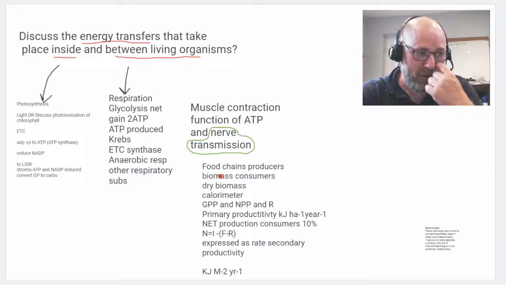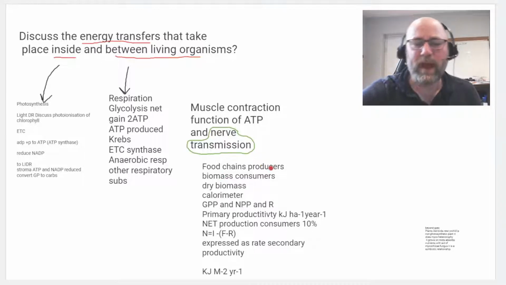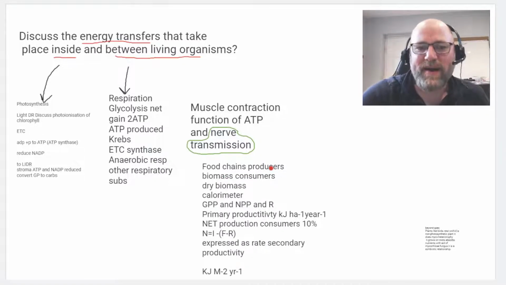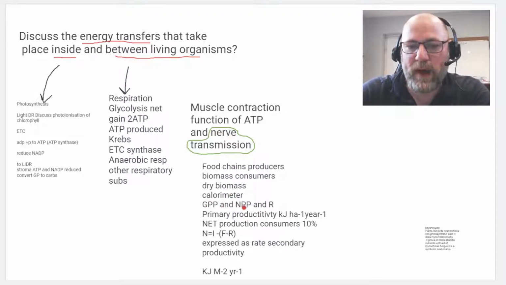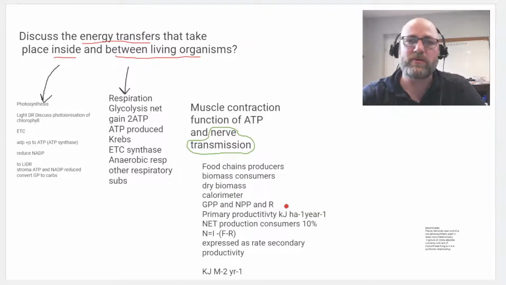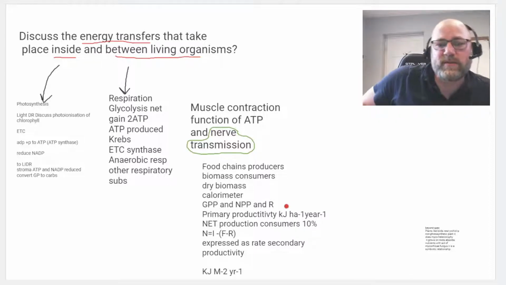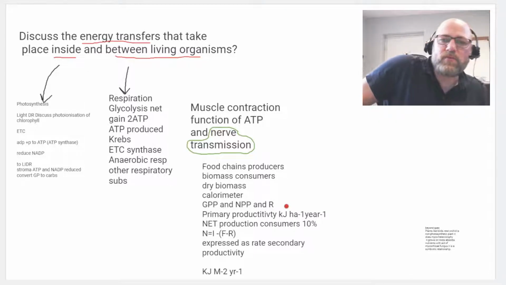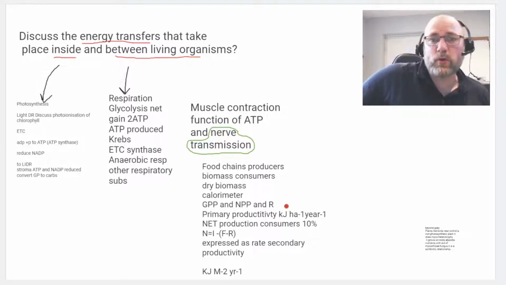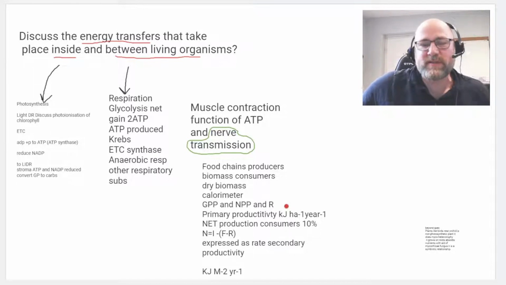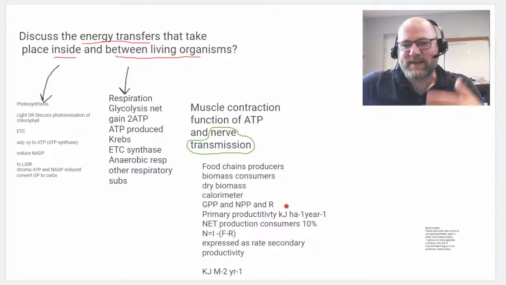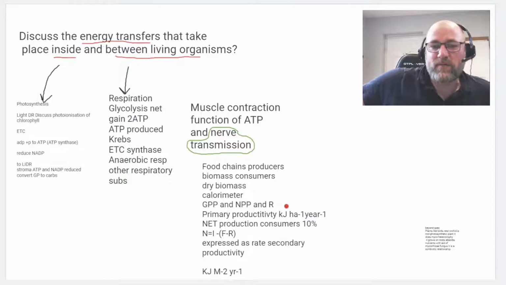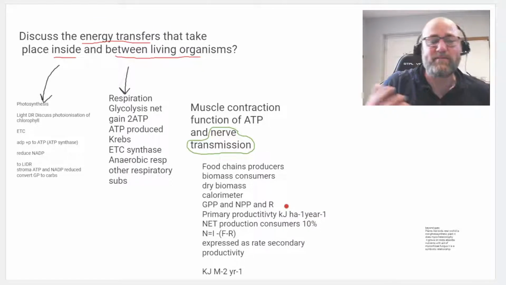Again, you've got food chains and producers, and so on. You've got biomass, consumers, dry mass. So you should know what GPP is and what NPP is and what R is. So you've got gross primary productivity, net primary productivity, or production, sorry. And you've got respiratory losses. So you need to be able to talk about that. Talk about primary productivity, which is the rate of energy transfer, and that's in kilojoules per hectare per year here. And then you've got the net production into consumers is only 10%.